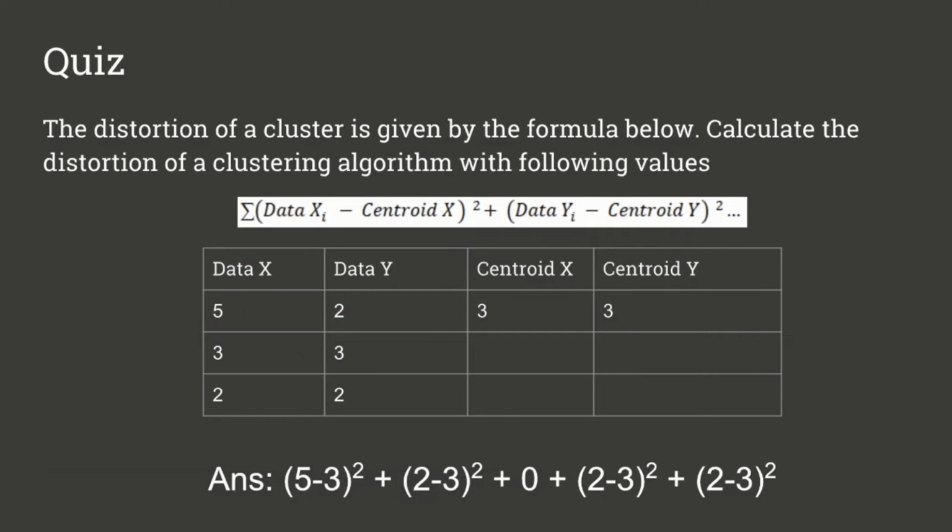Now on the third one, you have 2 minus 3 the whole square, and again 2 minus 3 the whole square. So the total will come up to 7.